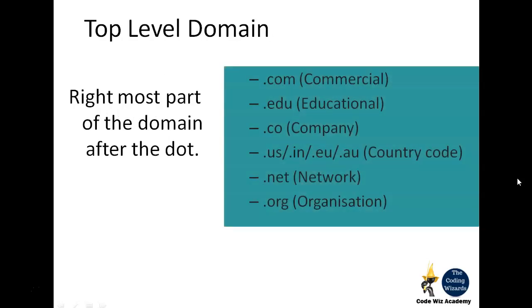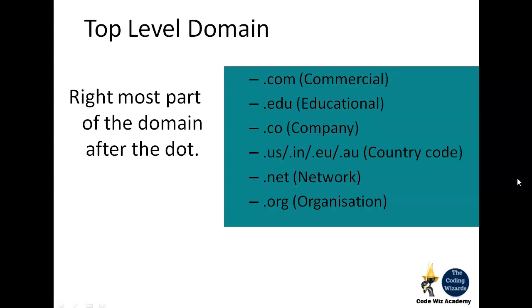What is a TLD? Top level domain. It is the rightmost part of the domain after the dot of the root domain. For example, .com for commercial, .edu for educational, .co for company. Then we have country-specific codes that can be used as a TLD. For example, .us for United States, .in for India, .eu for Europe, .au for Australia, and so on.